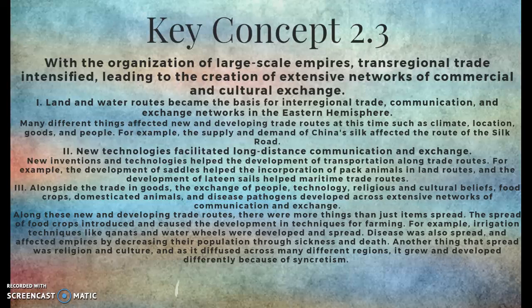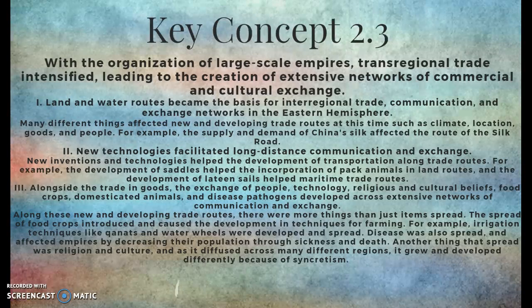Concept 2.3 is mostly about the trade that happened between the new empires that were growing and developing at this time. The first Roman numeral is about just the things that affected the trade routes at the time, which could be things like climate, the location of the trade route, and the goods that were along the trade route. Like, for example, the silk in China, people in other places wanted that. So wherever people wanted that is the places where the Silk Road would grow and expand to incorporate just those areas that wanted silk from China.